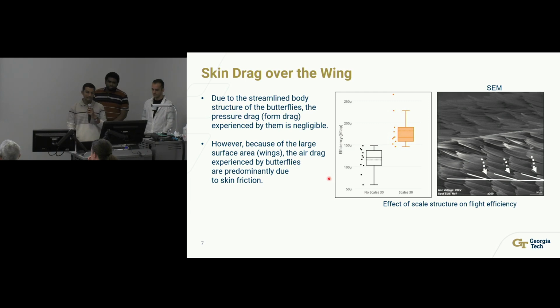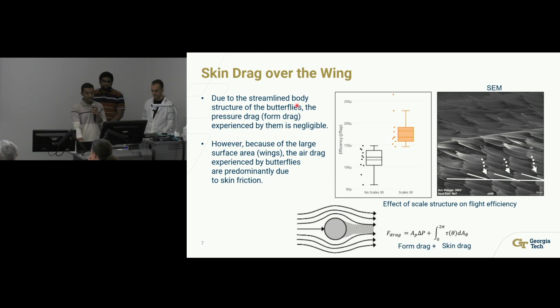Before that, let us see what drag means and what kind of drag we are talking about. We all know there are two types of drag. Usually, if we take a classic example of flow past a circular cylinder, then we have form drag, which is due to the pressure gradient at the front and the back of the cylinder, and skin drag, which is basically due to viscosity and boundary layer formation around the circular cylinder.